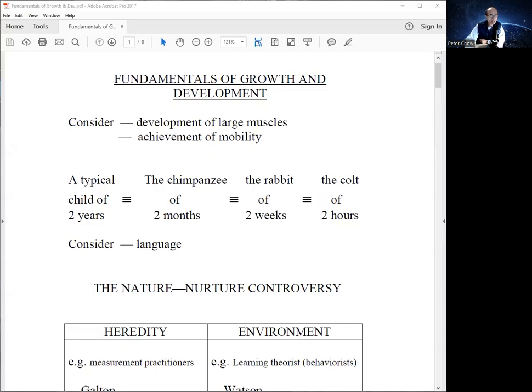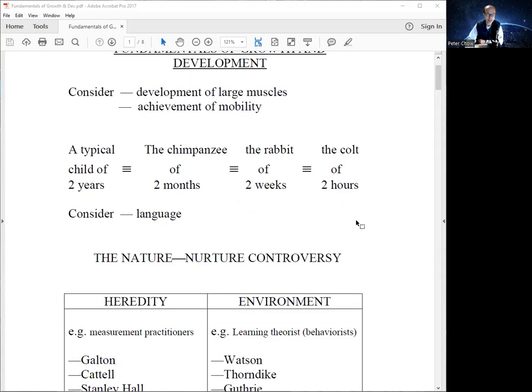In the development of large muscles and the achievement of mobility, the typical child of 2 years is comparable to the chimpanzee of 2 months, the rabbit of 2 weeks, and the goat of 2 hours. Yes, after 2 hours, the baby goat could walk. Okay, so you see the differences here. You can see the enormous differences in heredity and rate of maturation between humans and animals.